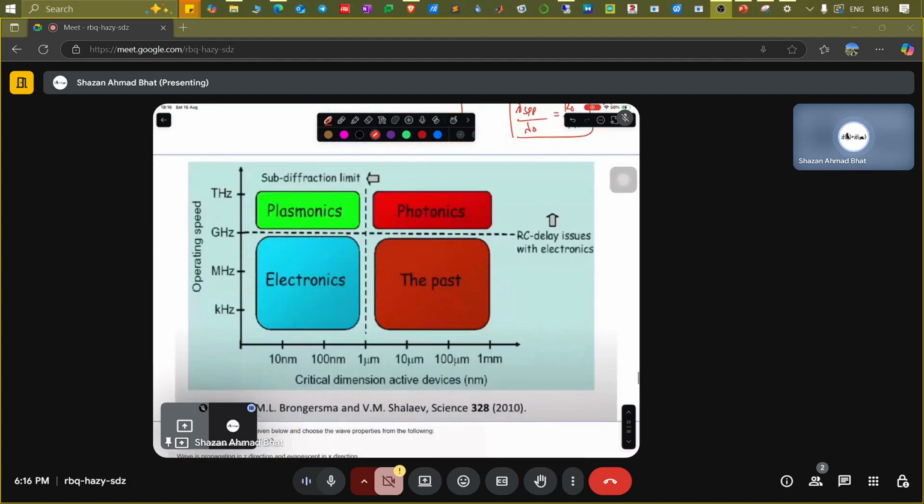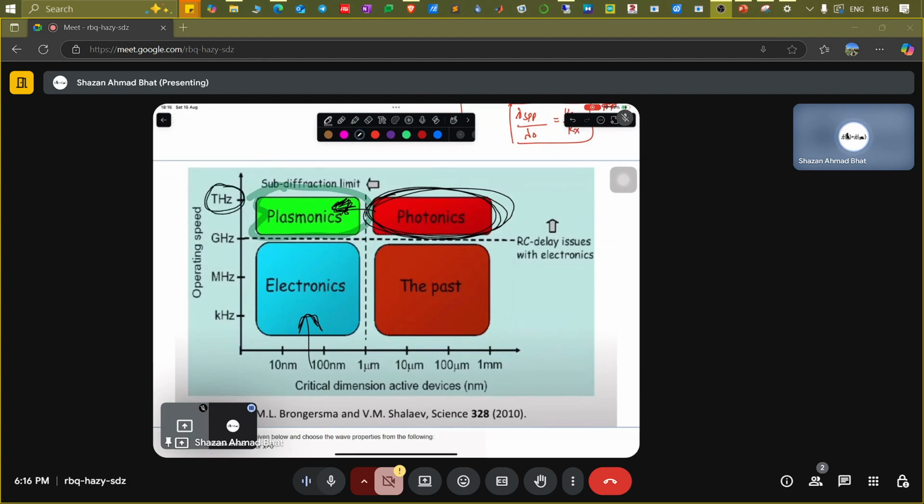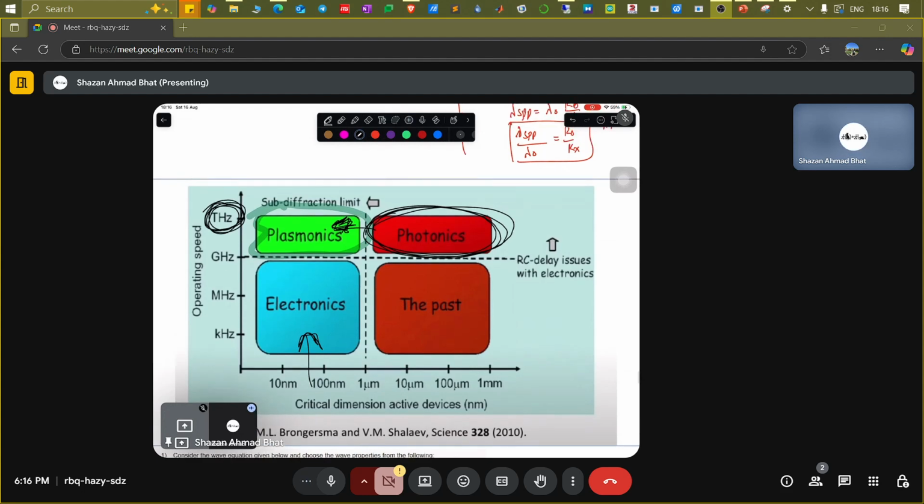So this particular figure basically shows why plasmonics is essential. It is essential because it covers the frequency of photonics, and you get the size scale of electronics. It covers the good things of both. So that's why you want to go to plasmonics. You can go to terahertz frequency, which electronics cannot reach because of its limitations. Okay. And what governs the frequency in electronics?